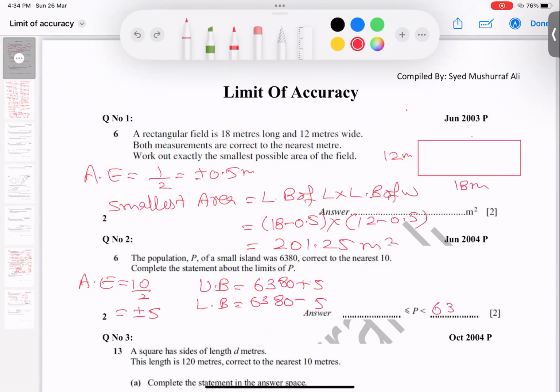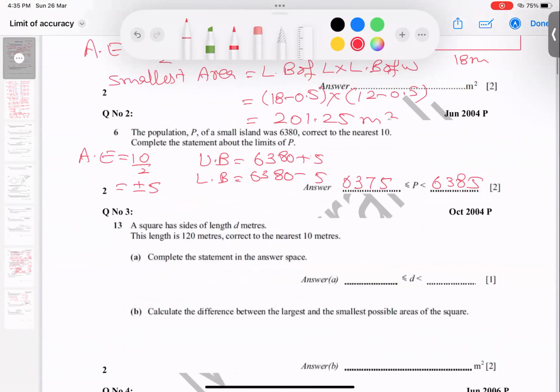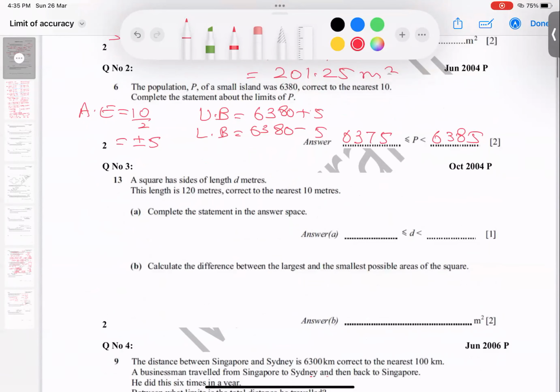So it means 6385 is the highest and 6375 is the lowest. Let me recheck. 6385 by adding 5, and 6375 by subtracting 5. Yes, I hope all of you understood well. Let's talk about some more questions. This is also a good question. I'll just give you a hint, you try please.